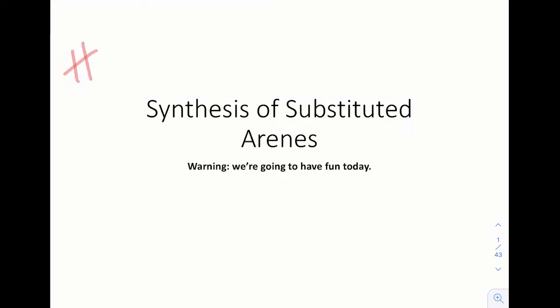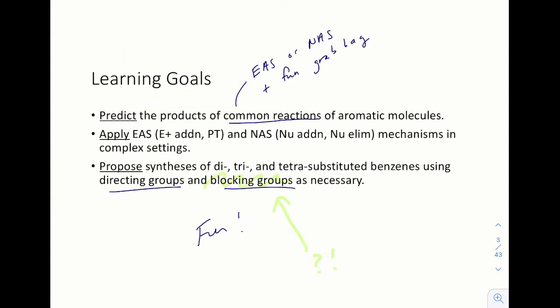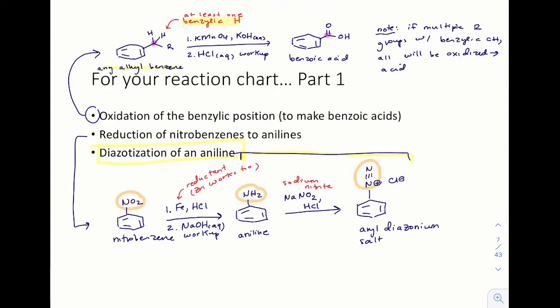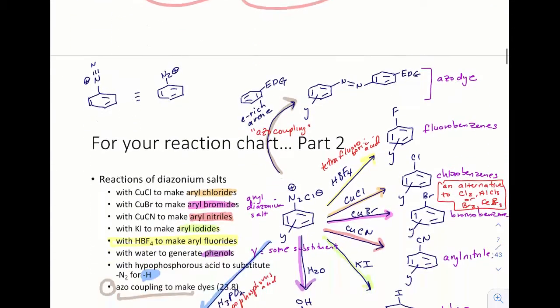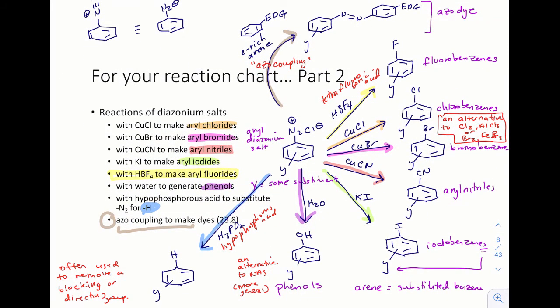This is video number 3 in our discussion of the synthesis of substituted arenes. We will continue working on these 3 learning goals, but now focused on the derivatization of nitrobenzene to aniline and aniline to aryl diazonium salts. Aryl diazonium salts, as you know, can be converted to many different functional groups.